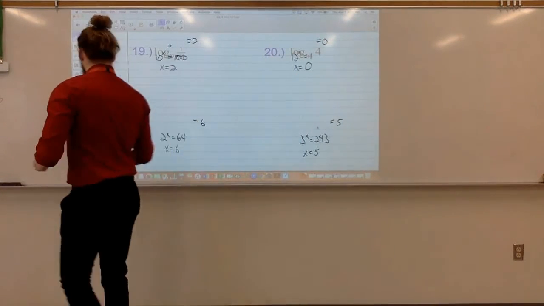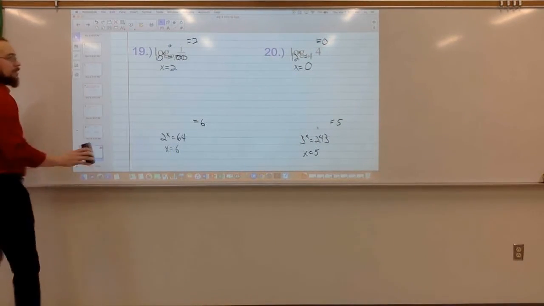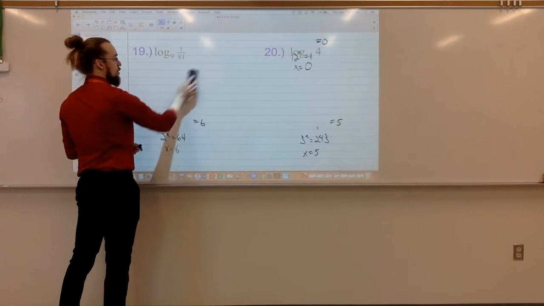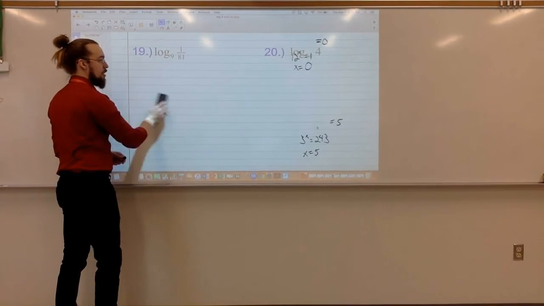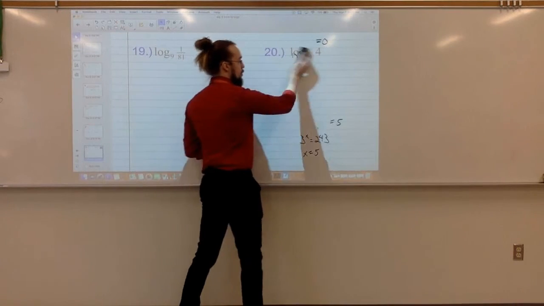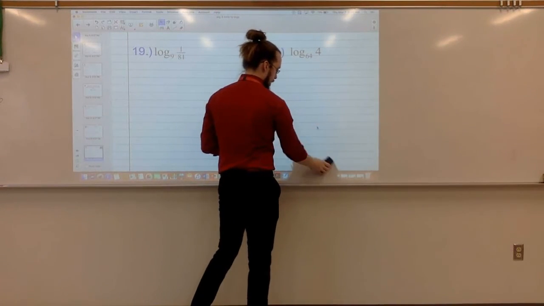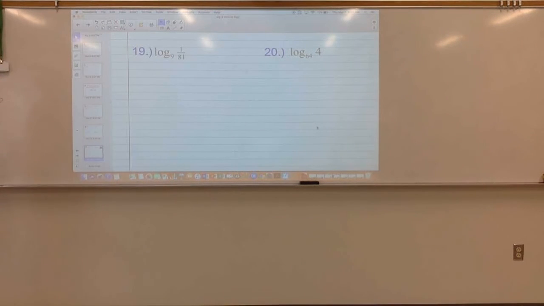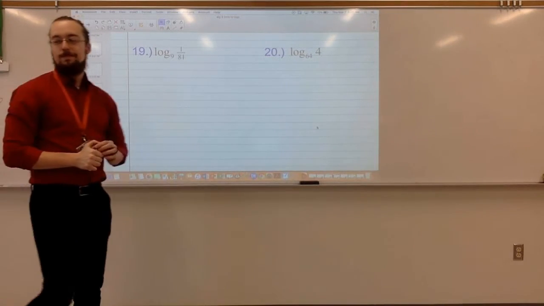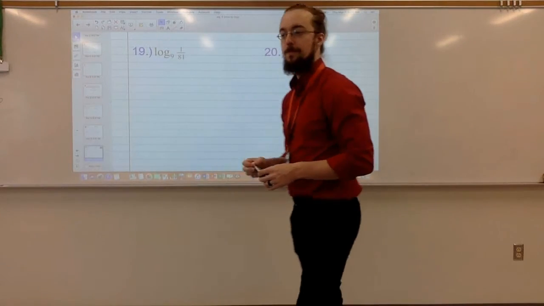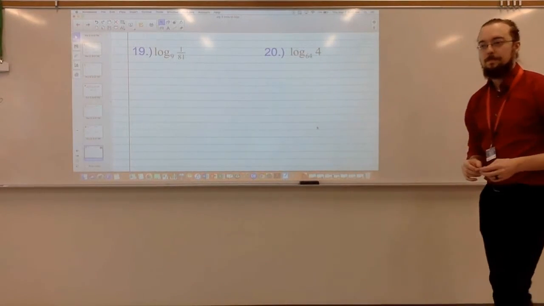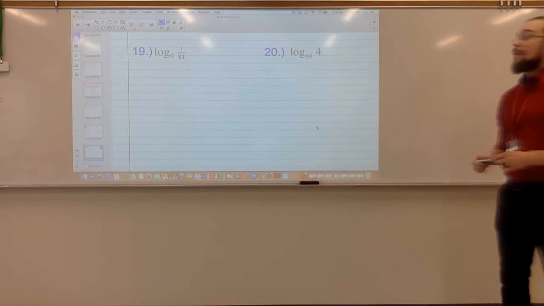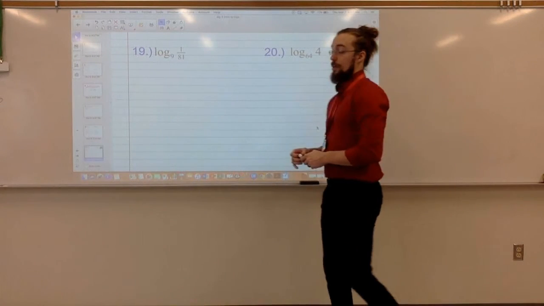And these may also be a little bit tricky, especially number 20. 19 we should be able to get, but 20 we haven't really talked about too much. 19 we will have to do with a negative number.